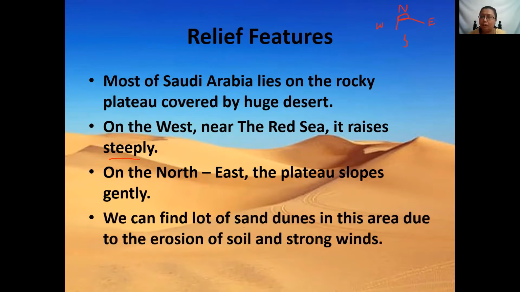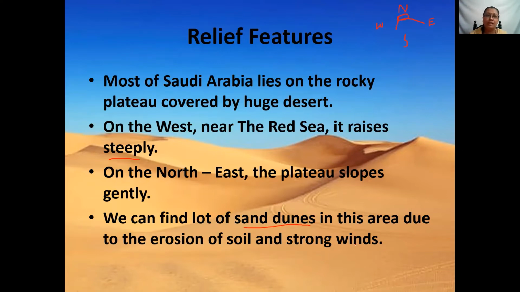We can find a lot of sand dunes in this area due to the erosion of soil and strong wind. Have you heard about sand dunes? Yes, you can look at the background picture here, right? So what are they? The hills of sand, small hills of sand in the desert area that we call as sand dunes. And they are formed because of the strong winds and soil erosion.